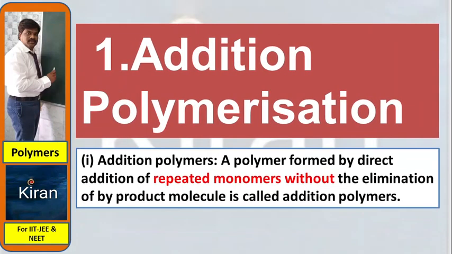Addition polymerization, what is the internal meaning or definition for this? A polymer formed by the direct addition of repeated monomers without the elimination of byproduct molecules is called an addition polymer. The polymer which is formed from the monomers by direct addition without elimination of any byproduct, either water molecule, acid molecule, any byproduct. Such kind of addition is known as addition polymerization.